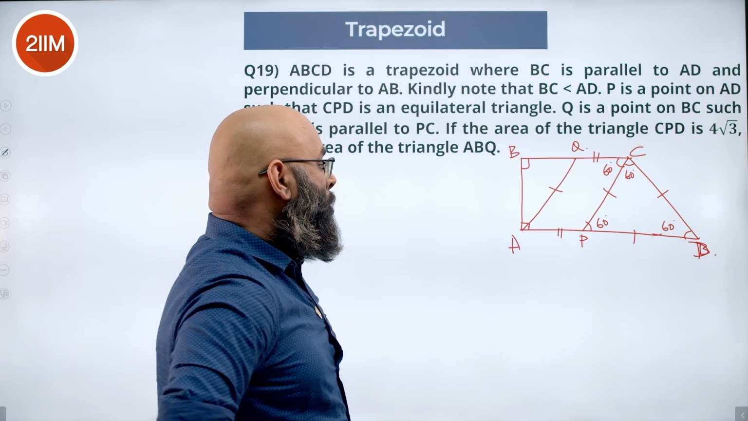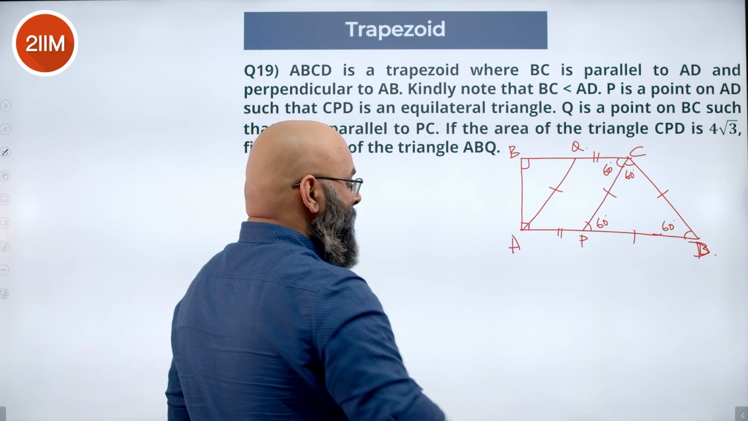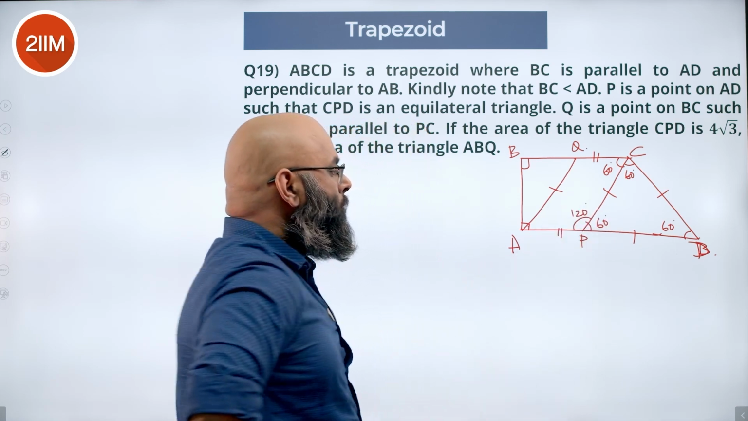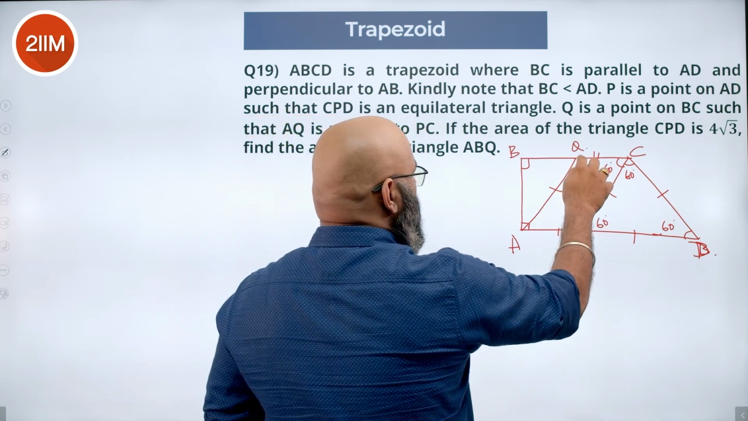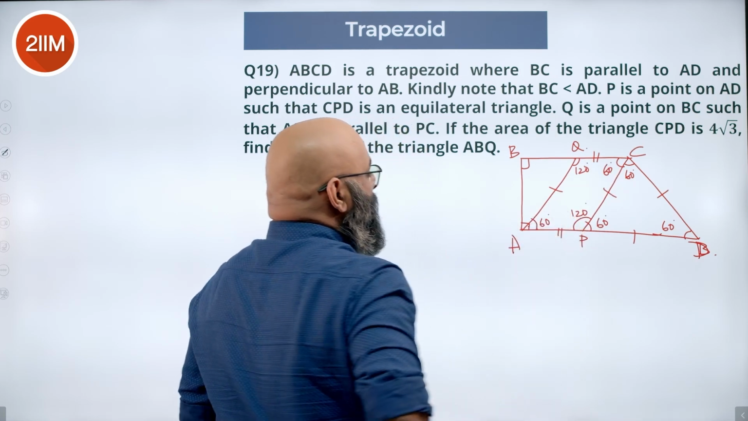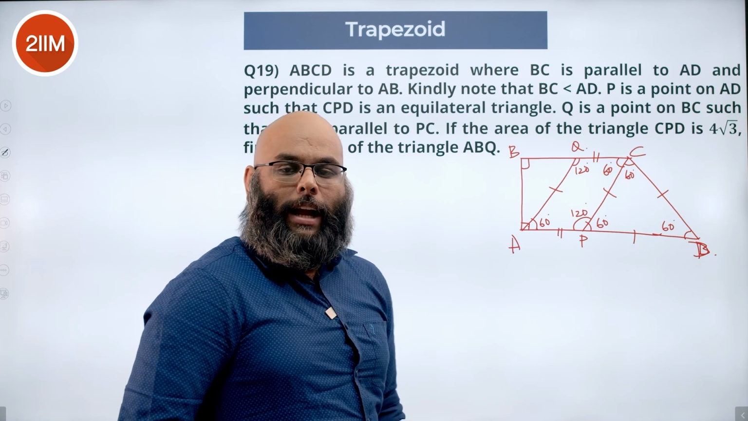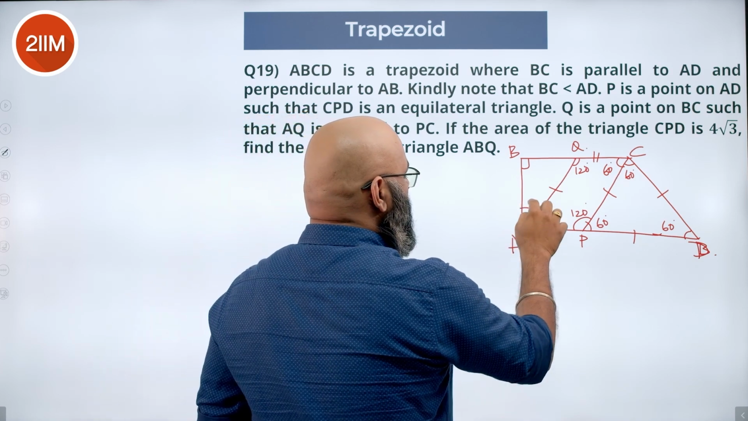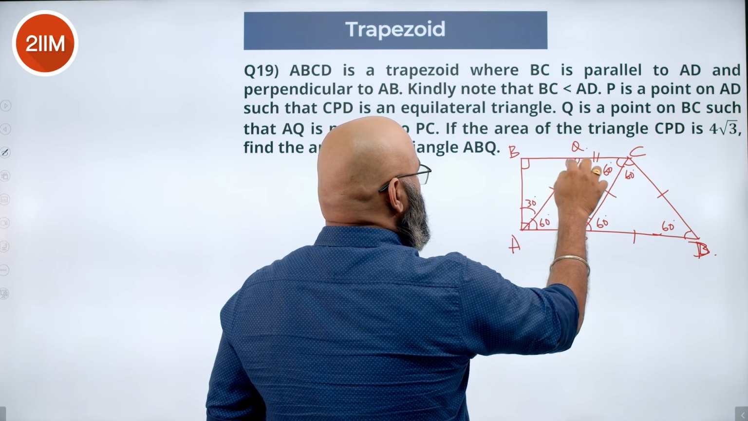Now since QCAP is a parallelogram, the angle enclosed over here is 120 degrees. And automatically here is 120 and this is 60. And ABP is 90 degrees, so BAP is 90 degrees. That means BAQ is 30. This is 60.